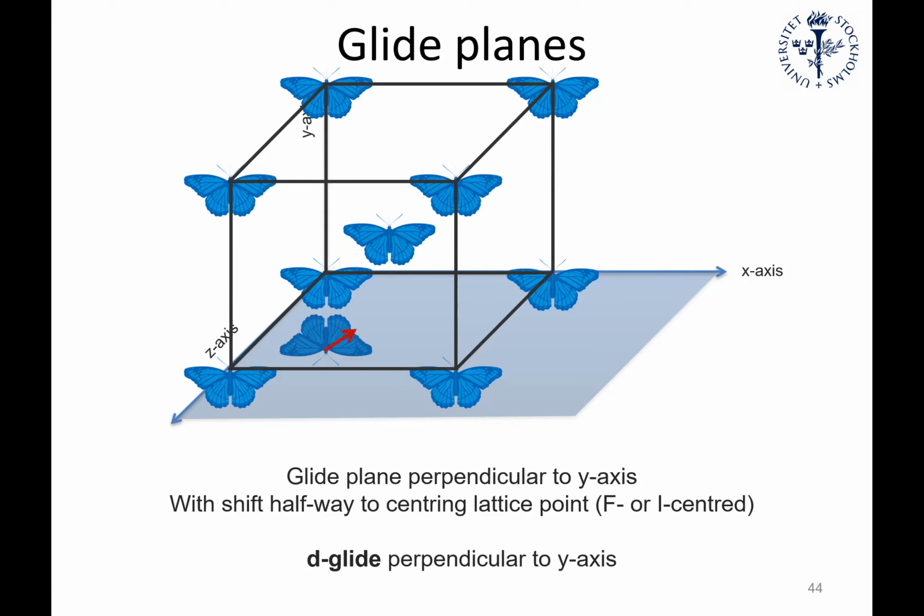So from here, after we've mirrored it, you translate it. So again, the translation is half the distance of going from the origin to that centering point. So this is what a D glide is.